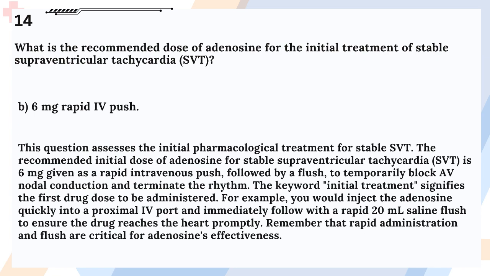Answer: B. 6 mg rapid IV push. This question assesses the initial pharmacological treatment for stable SVT. The recommended initial dose of adenosine for stable supraventricular tachycardia, SVT, is 6 mg given as a rapid intravenous push, followed by a flush, to temporarily block AV nodal conduction and terminate the rhythm. The keyword initial treatment signifies the first drug dose to be administered.